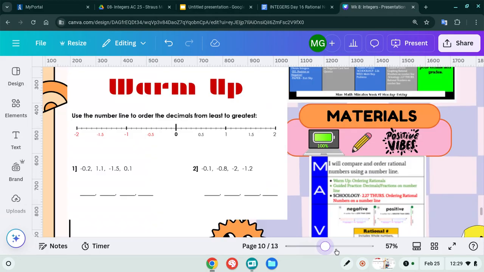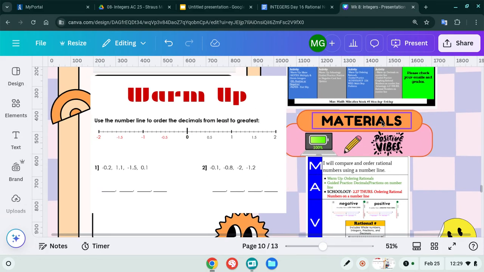Bump up and change up a couple of things. That way you can better understand this. So here's our warm-up for today, and it's ordering rational numbers. Again, make sure that you're able to color code this if possible.